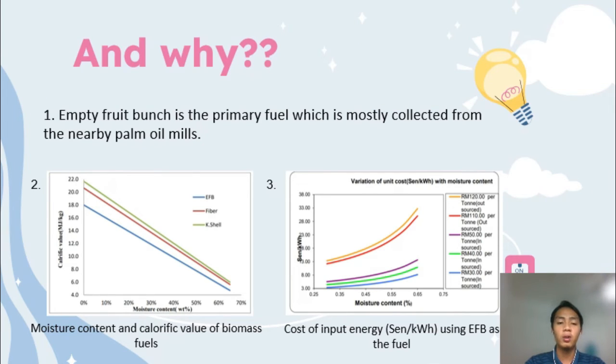They have three reasons. First, EFB is the primary fuel which is mostly collected from the nearby palm oil mill. Second is about calorific value, where EFB has the lower value. And third is cost of input energy. EFB is the cheapest, so that is the reason.